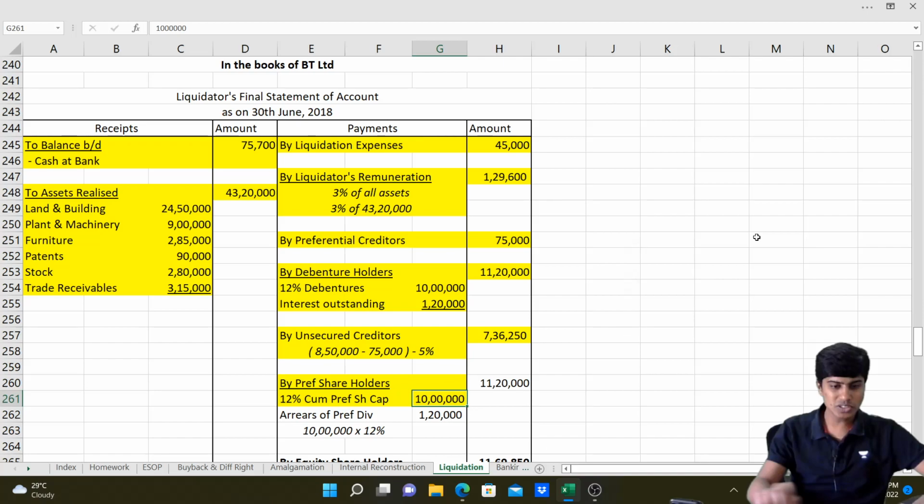Now we can't divide this total 11,69,850 by 30,000 shares and then divide them. Why? It is not right because the amount that each shareholder has paid is not equal. So we need to equate them. So what will we do?